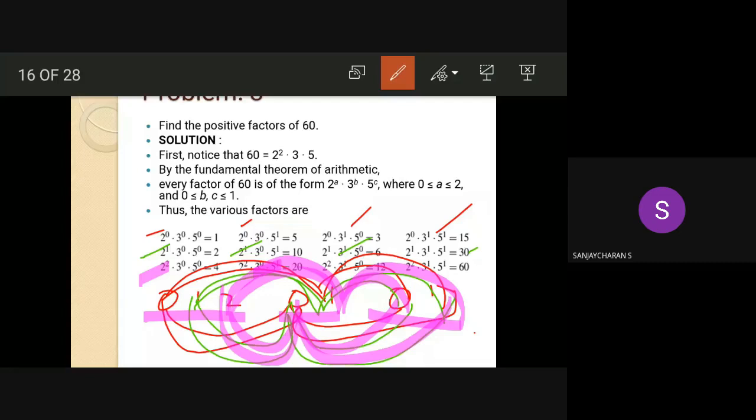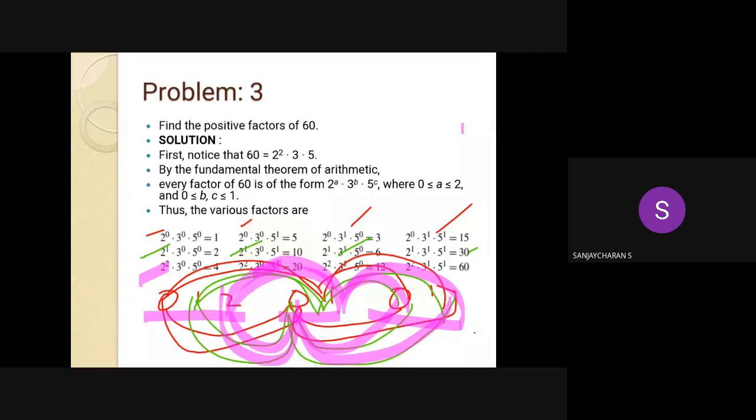Did you understand? Do you have any doubt? Thus, 60 has 12 factors.